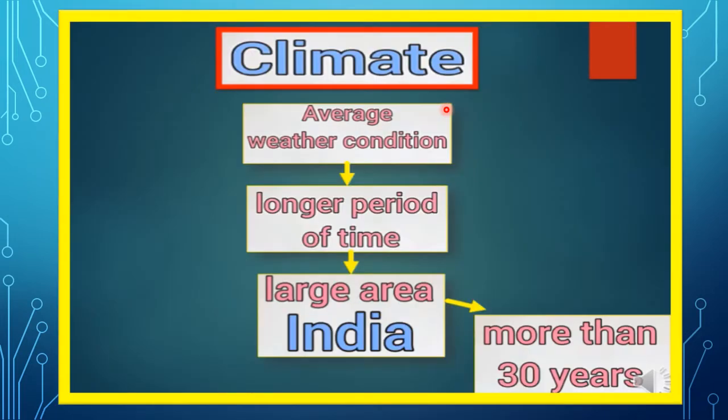Now what is climate? Climate is the average weather condition over a long period of time, over a large area like India. And how long? More than 30 years. The average weather conditions that we take over a long period of time, and over a large area, is called climate.